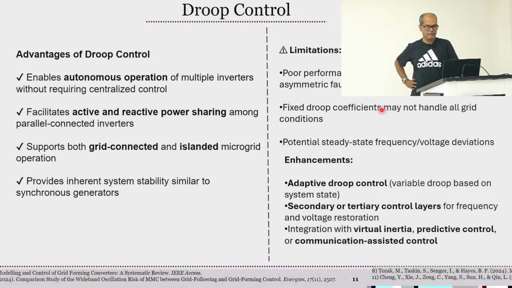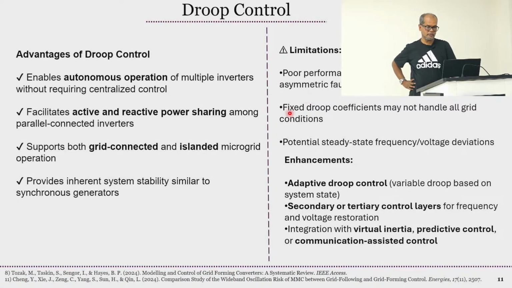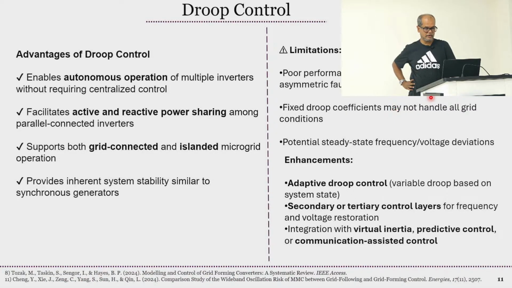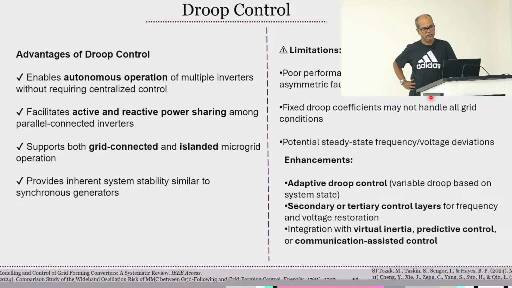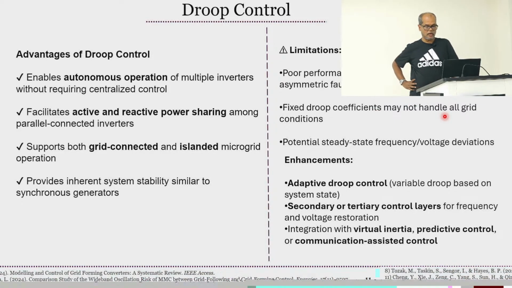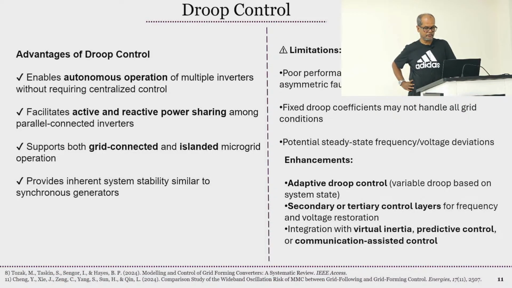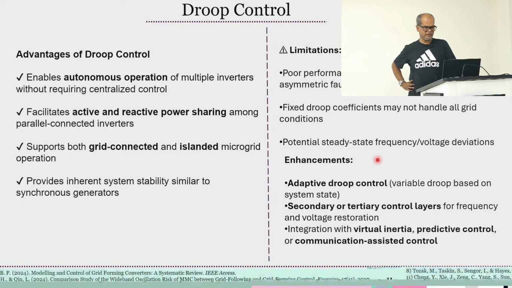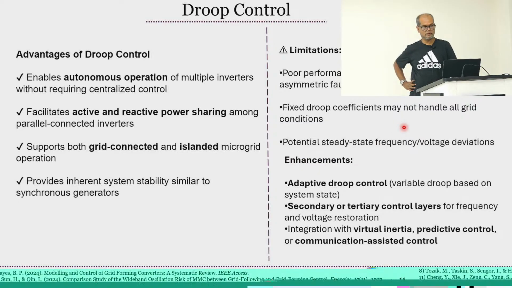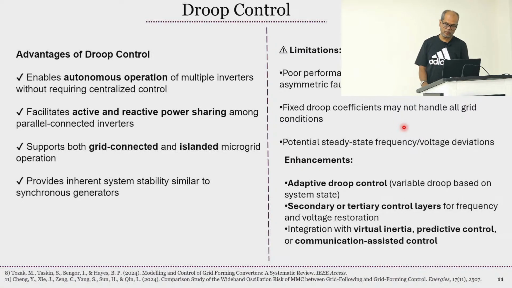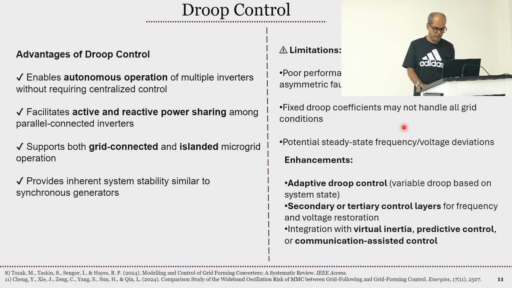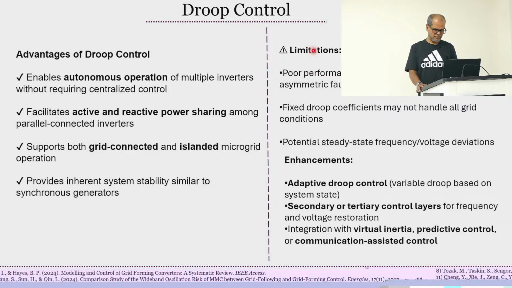And when your system is heavily nonlinear, a fixed droop coefficient may not handle all grid conditions, as with a PI control. So you might need to change the droop coefficient when your operating condition changes significantly. Another problem is that in many cases it provides steady state error, both frequency and voltage deviation. Always our expectation is that steady state error should be 0, but that's also a problem.